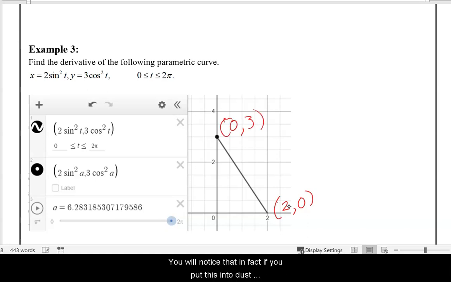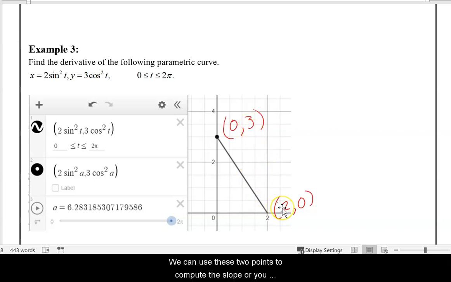You will notice that, in fact, if you put this into Desmos yourself, it traces this multiple times while t goes from 0 to 2 pi. We don't need to find the derivative at a particular point. We just want to find it in general. However, we should anticipate that since this parametric curve actually is producing part of a straight line, the derivative formula should in fact give us the slope of that line.